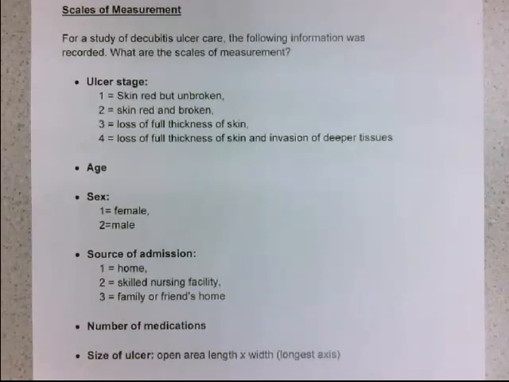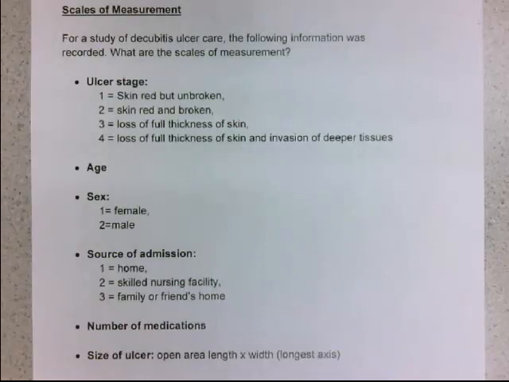for a series of different variables, and for each of those variables, record what you think the proper scale of measurement is. I recommend that you actually pause this recording to complete this and think about what the scale of measurement is for the ulcer stage, then for age, sex, the source of admission, the number of medications, and the size of the ulcer. So pause the recording, try to think about these for yourself, and then when you're ready, press play again, and I will review these and the rationale for each of them.